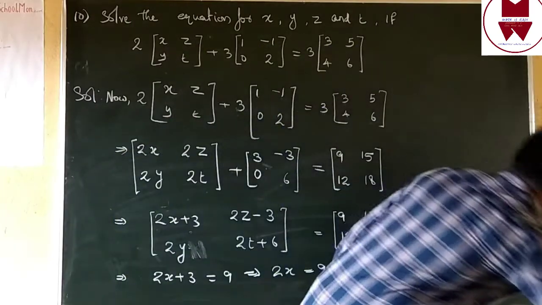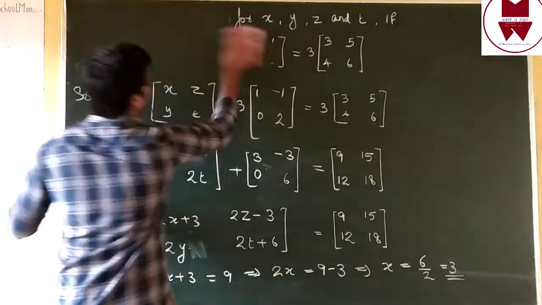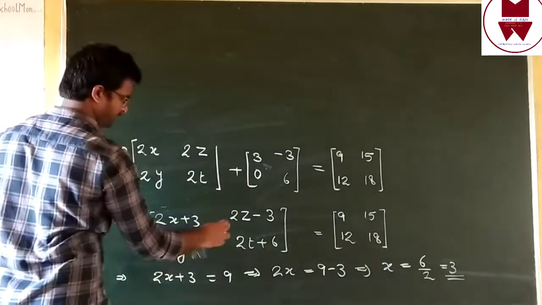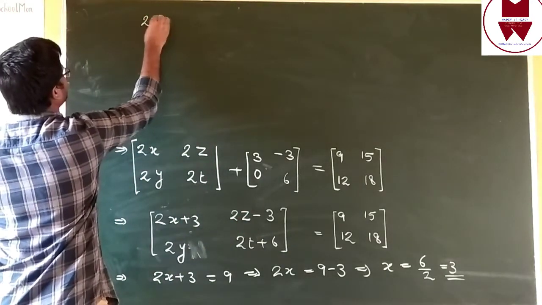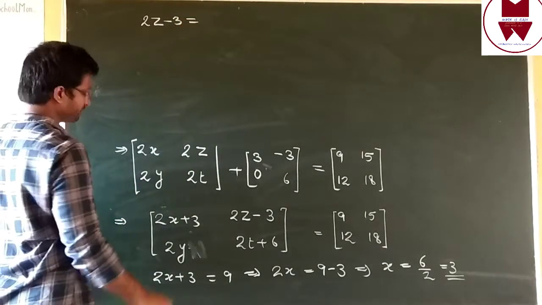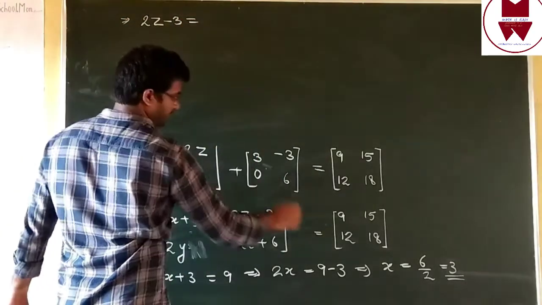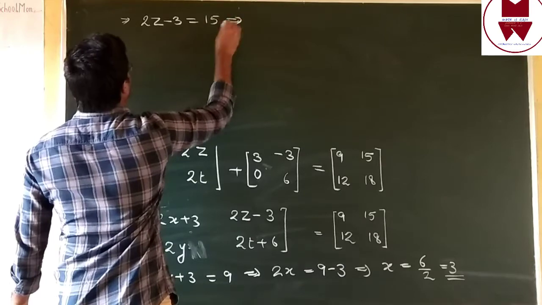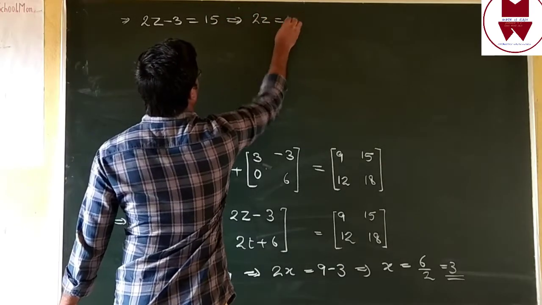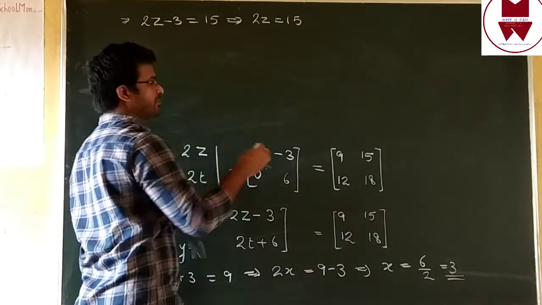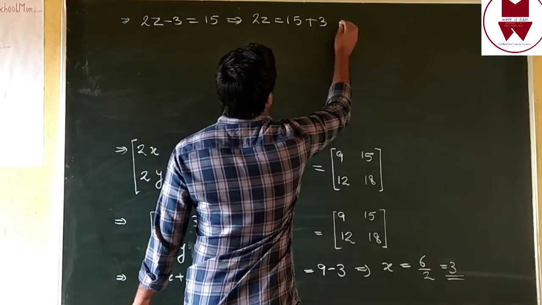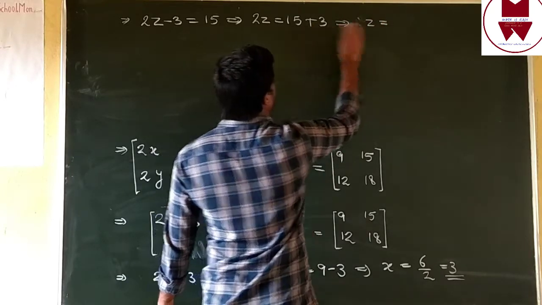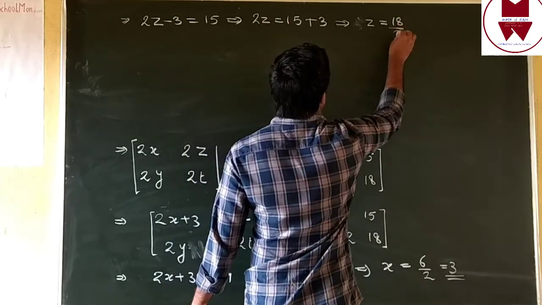Then second element in first row, in here second element is 2z minus 3 equal to, what is in here second element, that is 15, isn't it? Then 2z minus 3 equal to 15. This minus 3 bring to right side, minus change to plus 3. 2z equal to 15 plus 3, 18. This 2 bring to right side, that will be divided by 2 equal to 9.